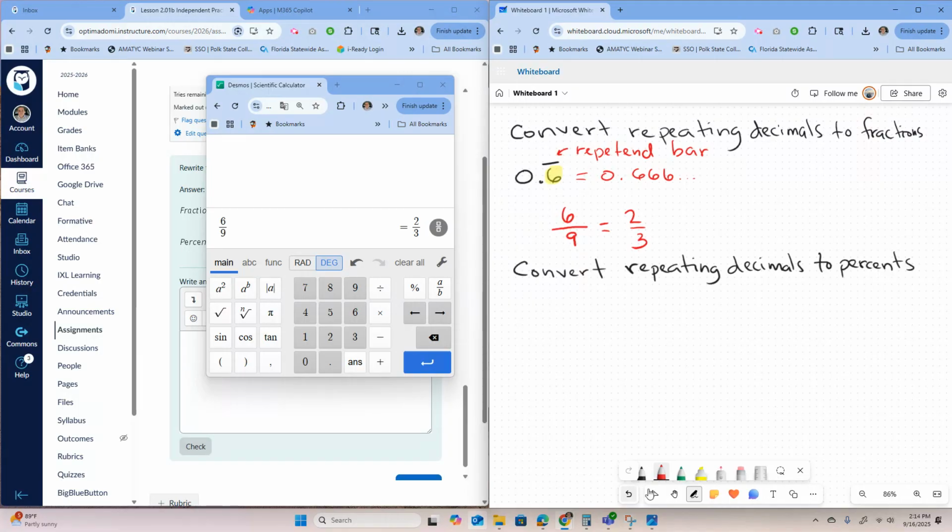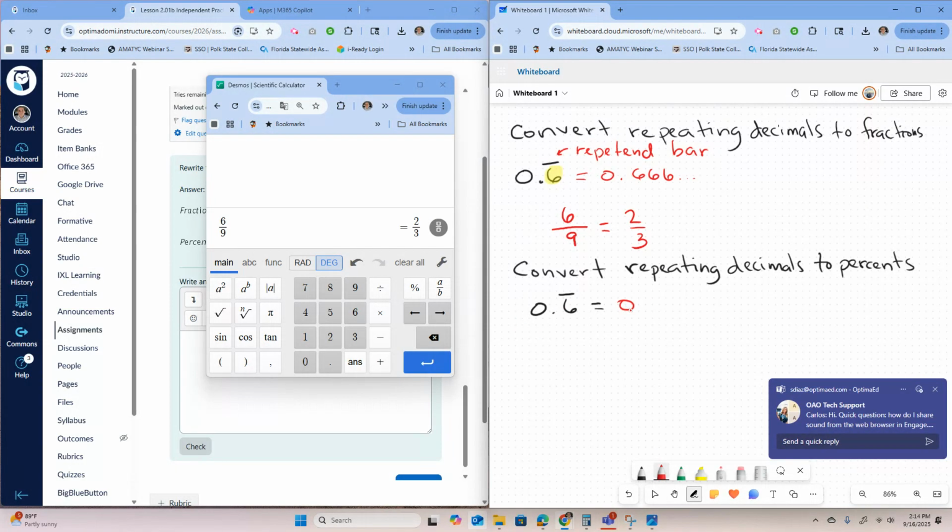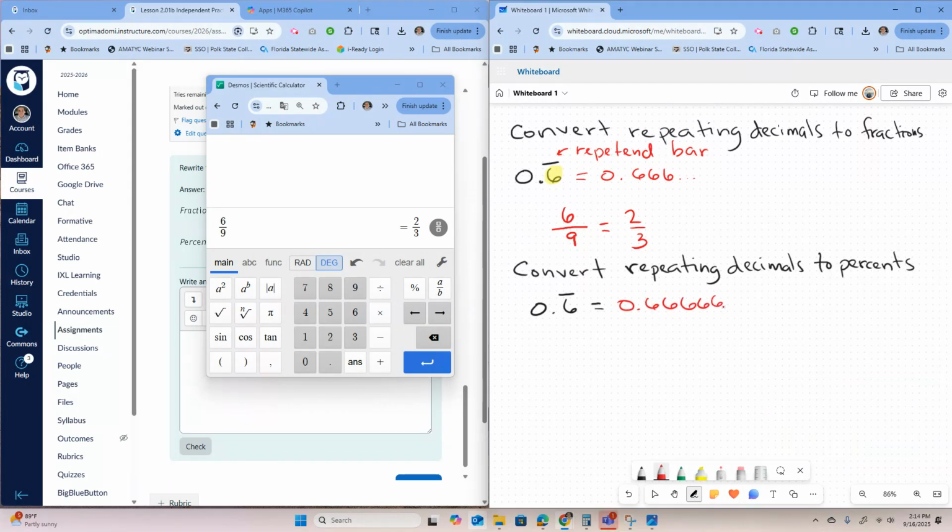They also ask you to take the repeating decimal, the 0.6 with the bar on top of the 6, and make it a percent. Here's what I'm going to do. I'm going to expand the 0.6 with the bar like I did on top. I'm going to write 0.6666, with four or five 6s, and then put the three dots. How do you convert decimals to percents? You multiply by 100. Remember, the word percent means times 100.